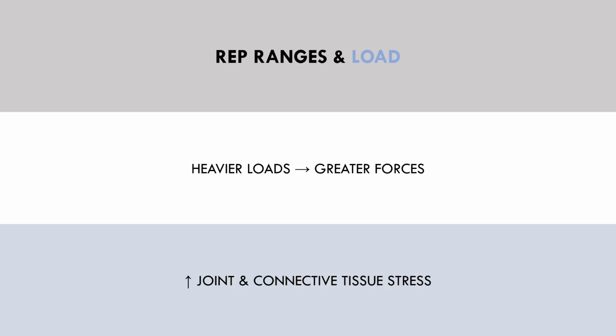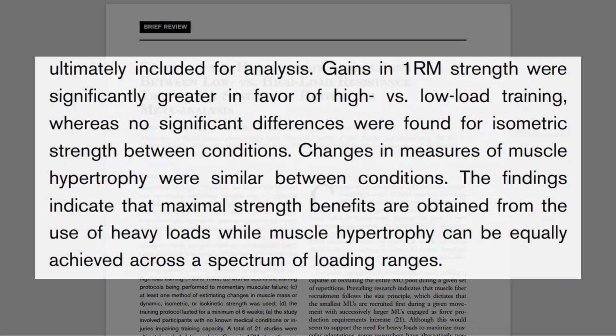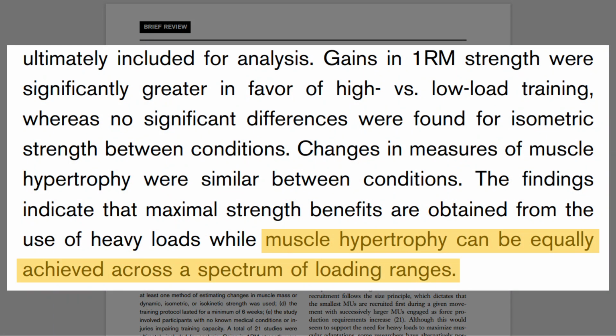Heavier loads apply greater forces on the muscles, bones, and connective tissue involved with the lift. This generally results in more irritation to the injured tissue, which is more likely to elicit a pain response. However, it is well established that hypertrophy can be equally achieved using both heavy and light loads if sets are taken close to failure. This meta-analysis concluded that hypertrophy can be equally achieved per set across a spectrum of different rep ranges and loads when sets are taken close to failure.